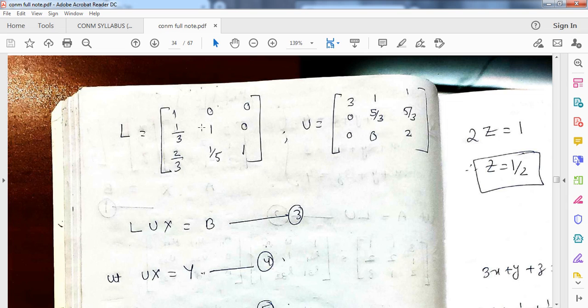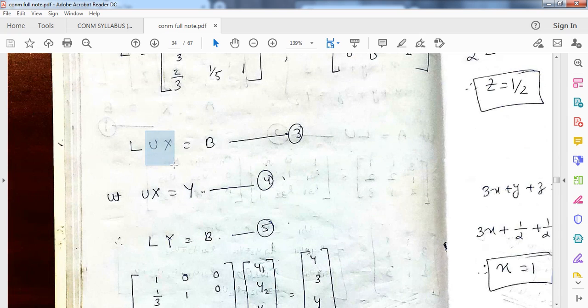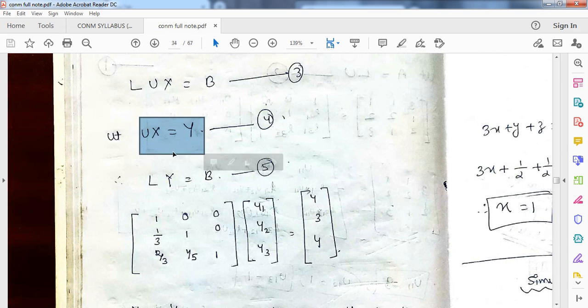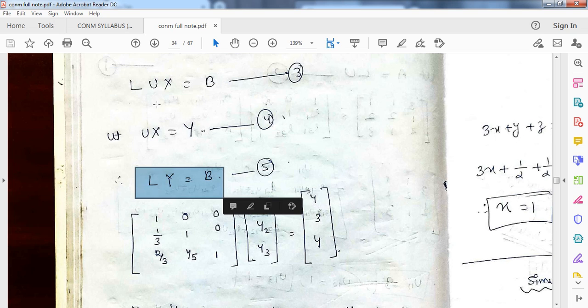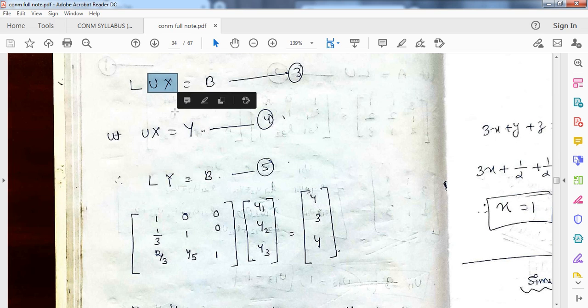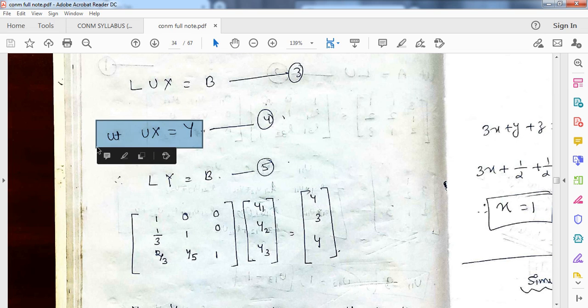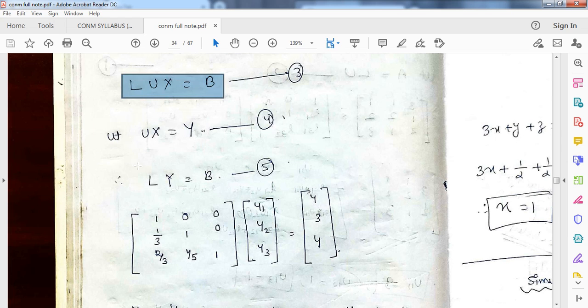L is known to you. U is known to you. Now let me assume that UX to be Y, some value Y. Isn't it? The Y will be a column matrix. If that is the case, then I can write this LUX is equals to B, LY is equals to B. Okay? Because what I have done is, I have assumed UX as Y, so my LUX is equals to B becomes LY is equals to B.